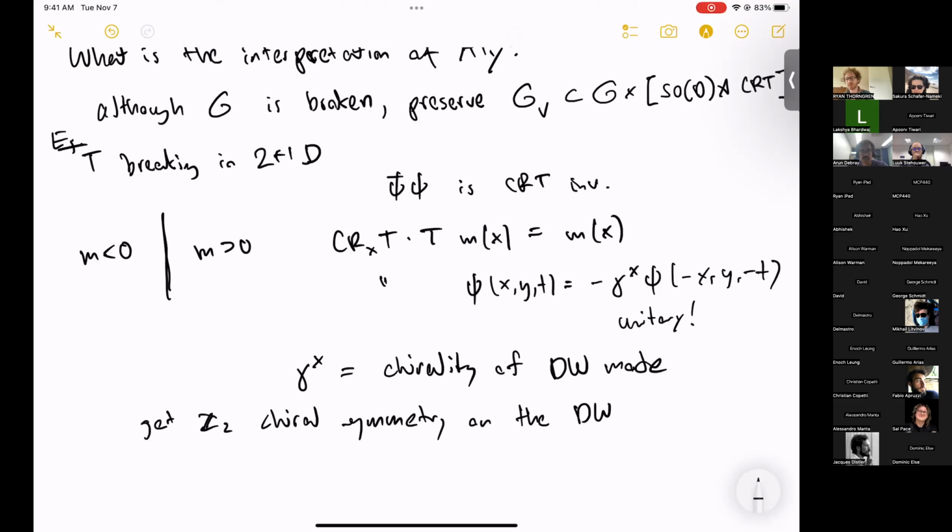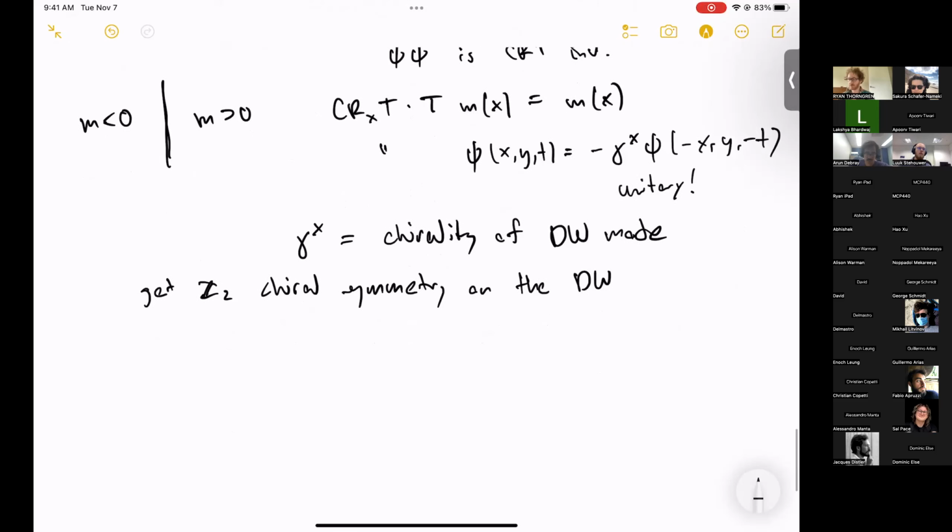Okay, so we're ready to compute this defect anomaly map. What is this map supposed to do? It's supposed to go from the anomaly on the wall to the anomaly in the bulk. The anomaly on the wall is given by omega 3. Remember, it's a 3D space-time that this 1 plus 1D thing lives on the boundary of.